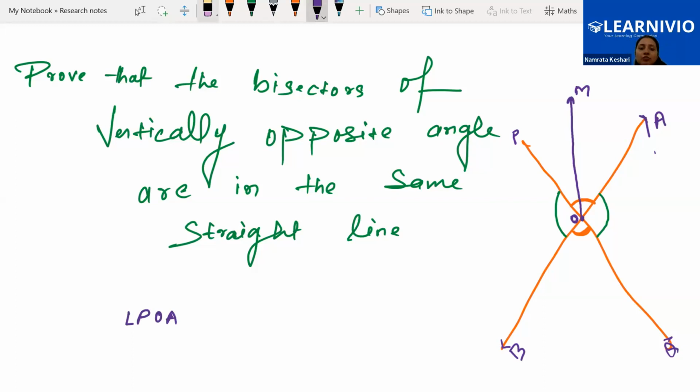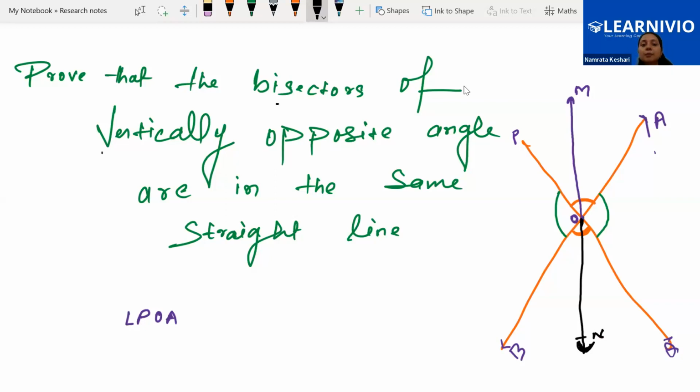Similarly, one more bisector I will be drawing over here. Let me draw. We need to understand the question first and then we will start the proof. So this is the other line that is bisecting the other angle, that is angle BOQ. The black line is bisecting BOQ. And what we have to show? We have to show that these bisectors OM and ON are part of the same line, lying on the same straight line, or OM and ON are creating a straight line. That's what we have to show. Now first let me know whether the question is clear or not.